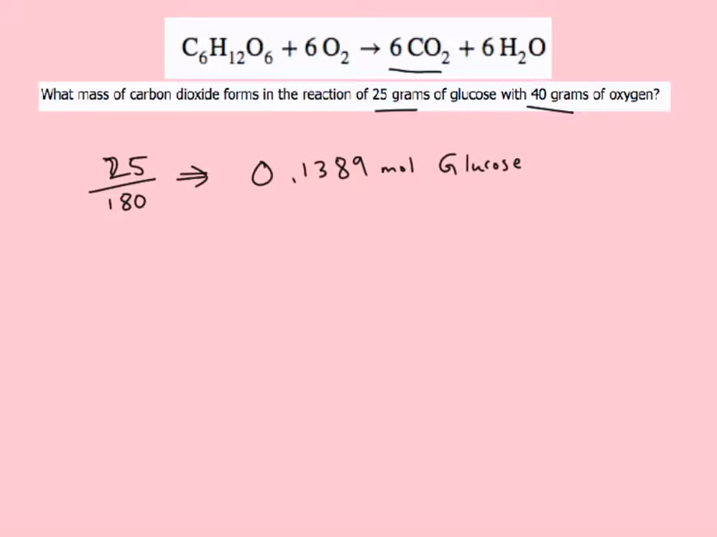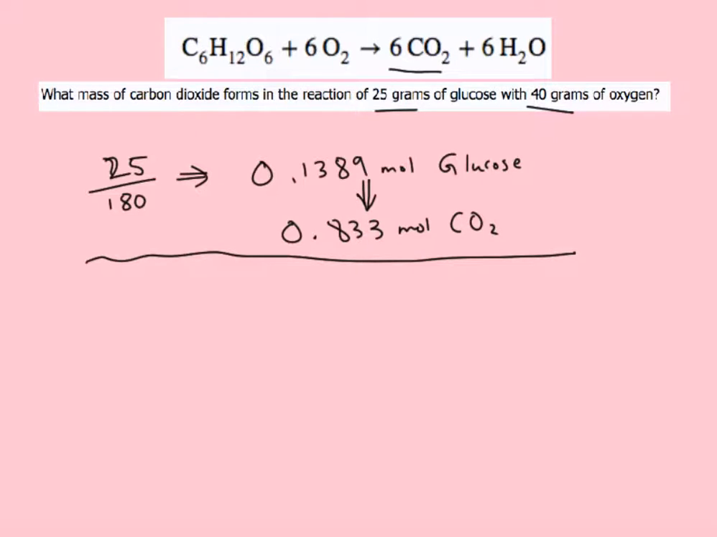Now let's see how many moles of CO2 it could potentially form. Since the mole ratio of glucose to CO2 is 1 to 6, that means for every 1 mole of glucose, we could form 6 moles of CO2. So we just multiply this number by 6, and that gives us how much CO2 we could potentially have given this amount. So we could form 0.833 moles of CO2. Okay. Now we're going to compare that with the oxygen. So this is the first one.